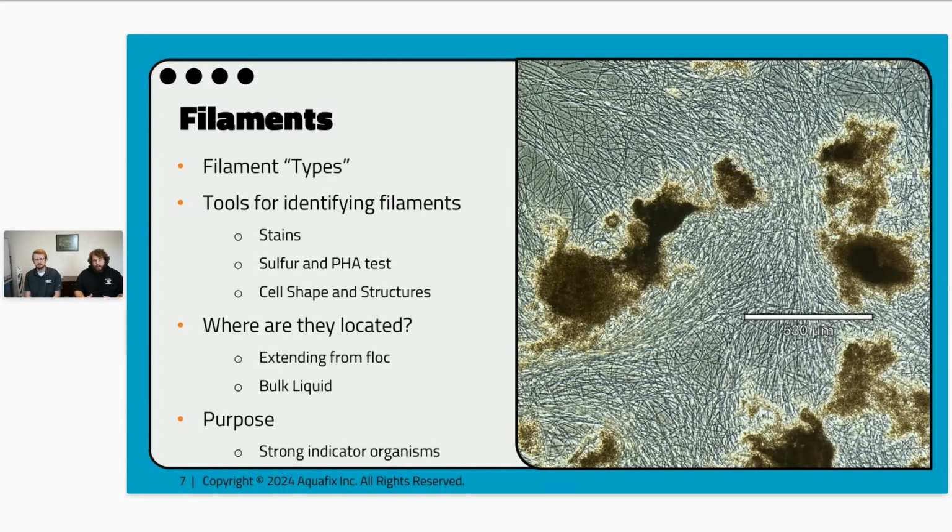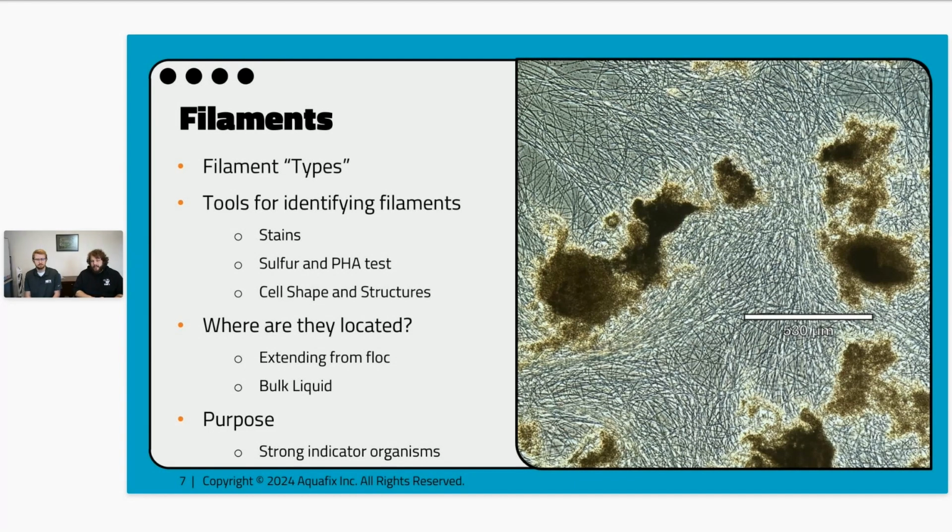We also have a lot of tests and stains. So we have the sulfur test and the PHA test, and those are really just adding these things to a system and seeing if the filament uptakes sulfur, or the filament is producing PHA. There's only a handful of filaments that do both of those, that form sulfur granules or store extra nutrients as PHA. I think that PHA, forgive my pronunciation, is polyhydroxyalkanoates. Cell shape and structure are things that I've already talked about.